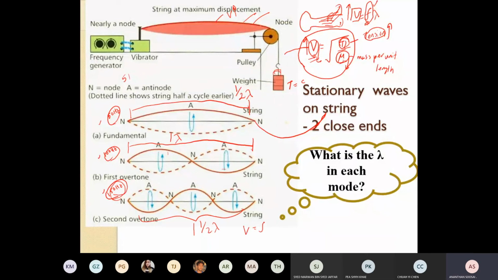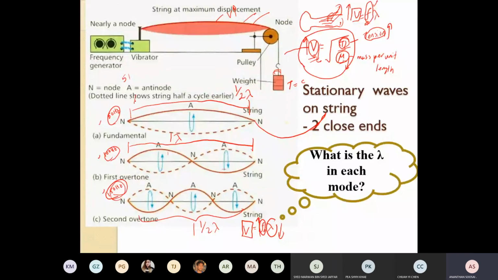So when frequencies get higher, v equals f lambda. We fix the speed already. How do we fix the speed? We use the same string and the same tension. So if frequencies rise, you see 50 become 100, 150, the wavelength will get shorter.